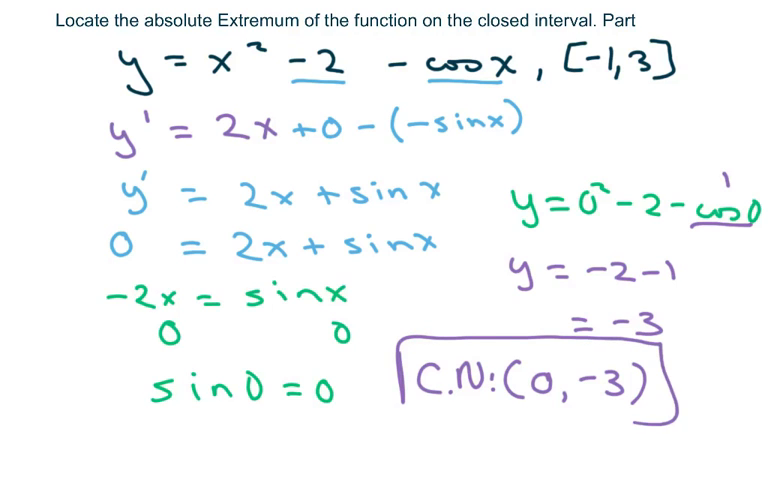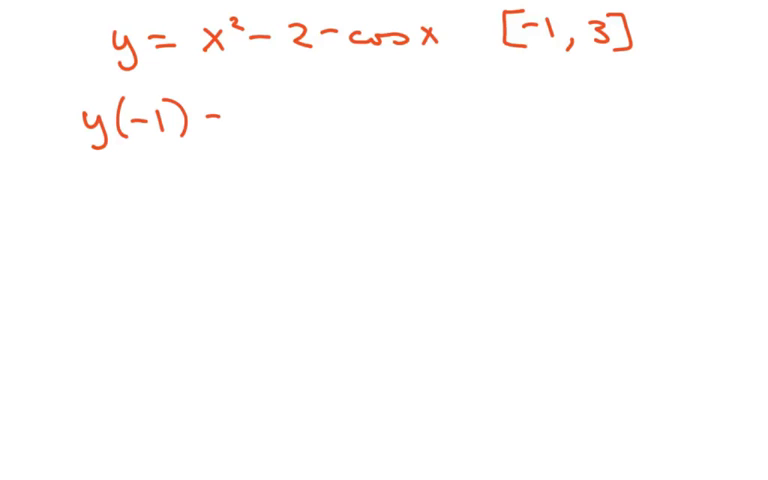And the only other thing we have to do is check your left endpoint and your right endpoint. I'm going to write it again really quick here. We have y equals x squared minus 2 minus cosine of x, and we're going to evaluate at negative 1 and 3. So I'm just going to write it like this. And the easiest way to do this is to just go ahead and put it in the calculator, because we need to see what is the max and min.